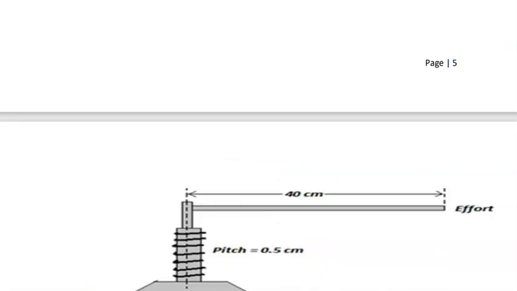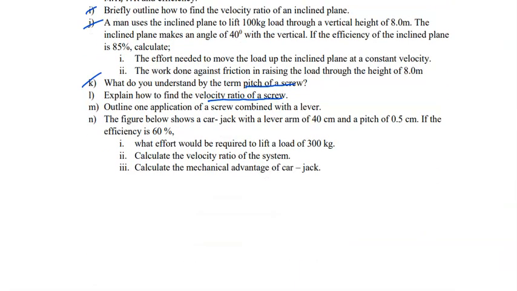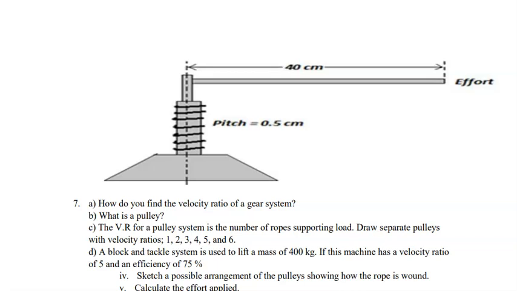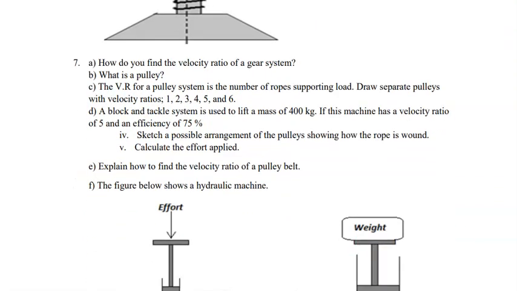I think the question has been above here. The questions are here. Then the diagram is below, so you can use it. Remember, here the values are given in centimeters, so take note of that. Then number 7, how do you find the velocity ratio of a gear system? What is a pulley?